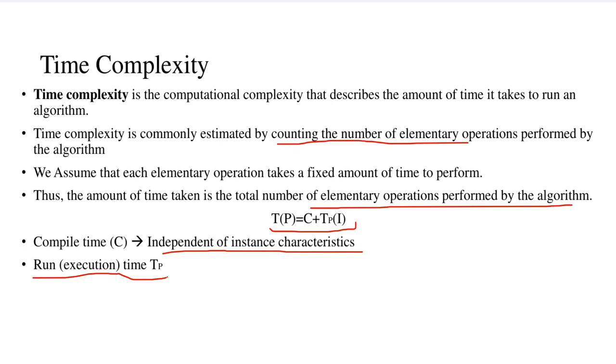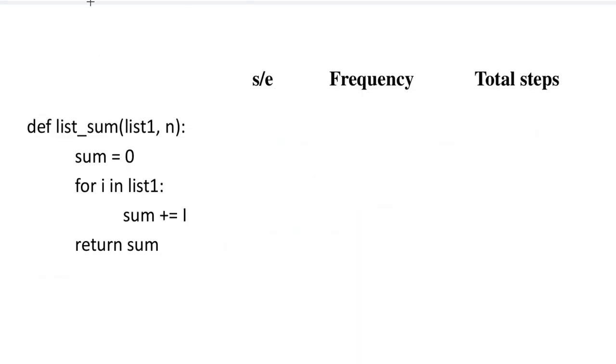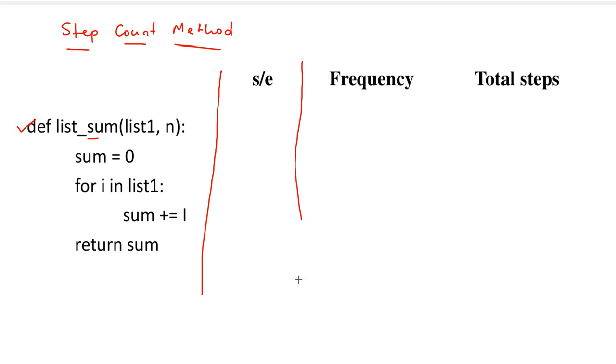So let's discuss one method. This method we can call the step count method. We are just counting the number of steps taken to execute this code. I am taking the example which we used for our space complexity, which is used to sum the list. We will check the execution of each and every line, but we will divide it with respect to how that line is executed, or how many times that line is executed.